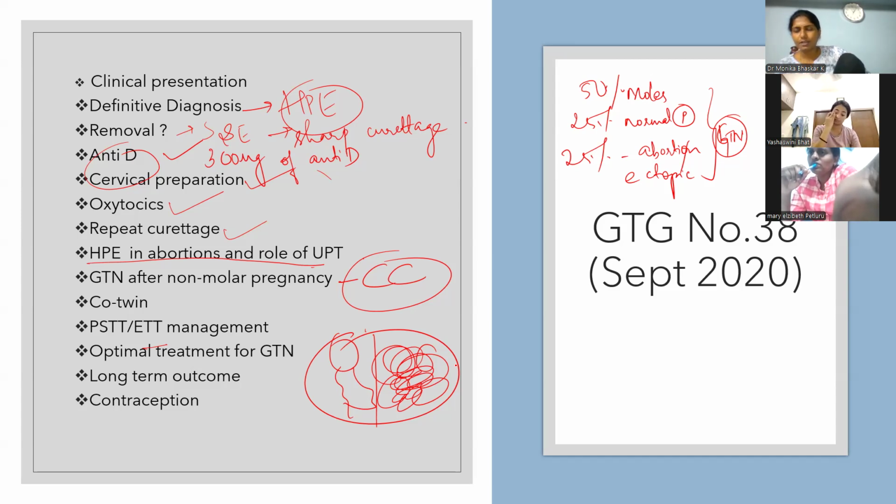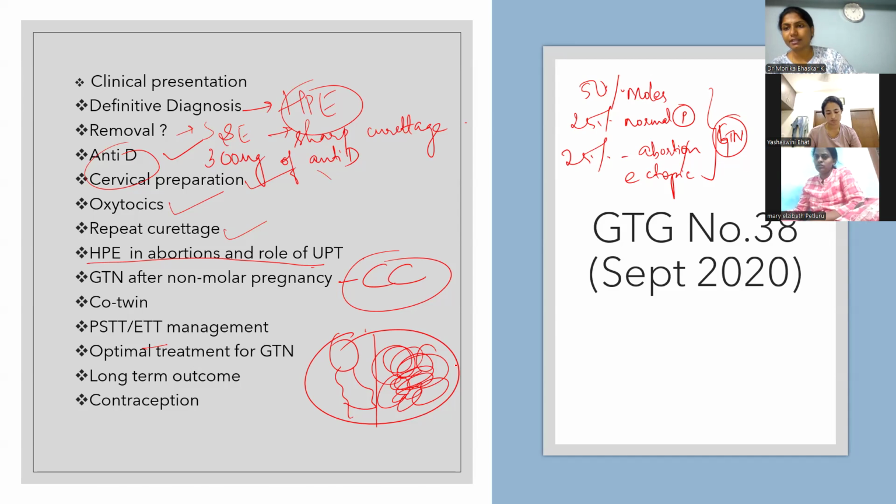So once you know it is a co-twin, you have to counsel the woman because the chances of development of GTN is very high. There is a 20% chance of development of GTN in the presence of co-twin, and also high chances of development of preeclampsia and preterm labor. So all these complications you have to explain to the mother, and serial ultrasound follow-up for any fetal growth restriction or maternal follow-up for preeclampsia has to be done.